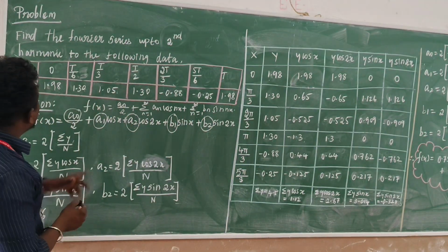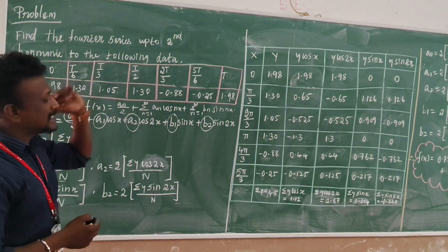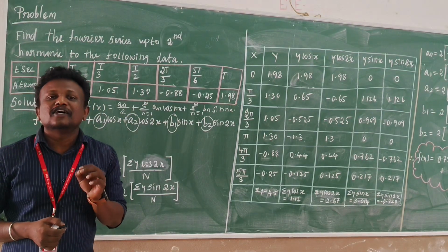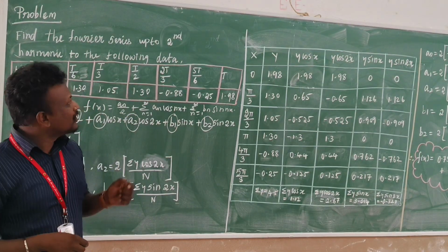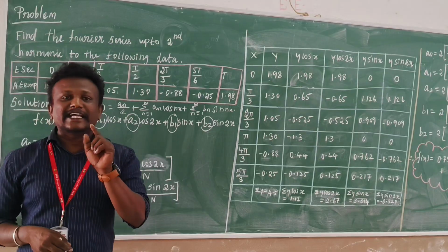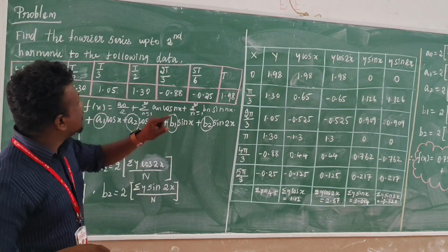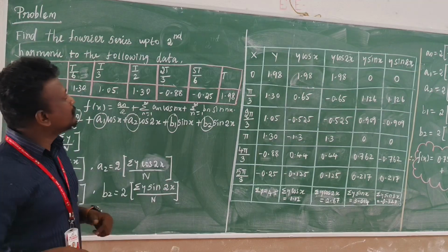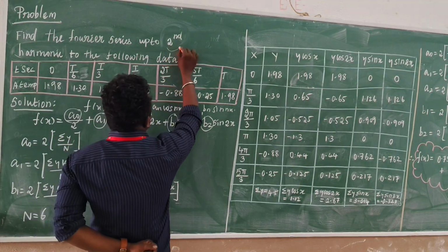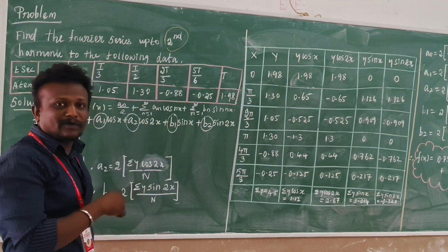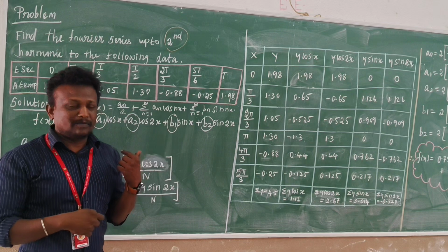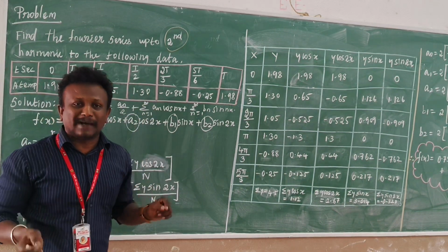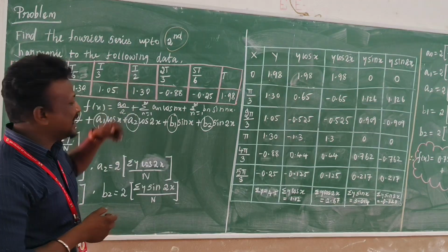Here these are the given results. For these results, we are going to find the Fourier series expansion, right? Before that, first we need to check up to which harmonic we have to expand our Fourier series. That is very important. So here it is the second harmonic, right? As in the previous problem, here too we need to expand up to the second harmonic of our Fourier series expansion.